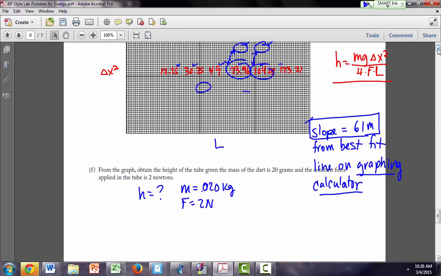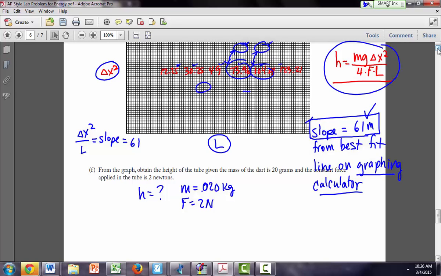The slope is rise over run. My rise is delta x squared, my run is L. So delta x squared over L is my slope. And I know that that is 61. That's a measure of 61 from over here. So I'm going to use this whole relationship right here, H equals mg delta x squared over 4FL to get this answer.